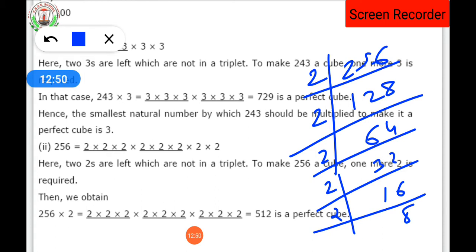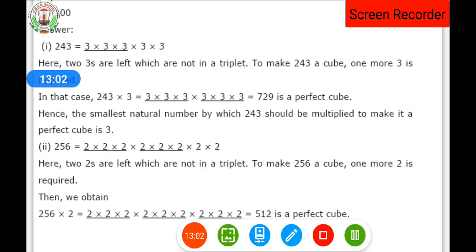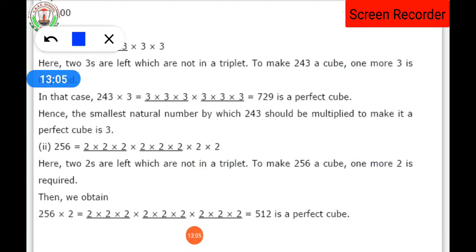So what are the factors? These are the 3 2s. These are the 3 2s. And the last 2 does not have a pair, isn't it? Hence, if they do not have a pair, that means after finding the factors of 256, what did we see? The pair of 2 into 2 is not there. As we are going to see a perfect cube, it should be a group of 3 numbers, isn't it? Since here we can see that 256 is not a perfect cube because its factors' last 2 does not have the pair, isn't it?